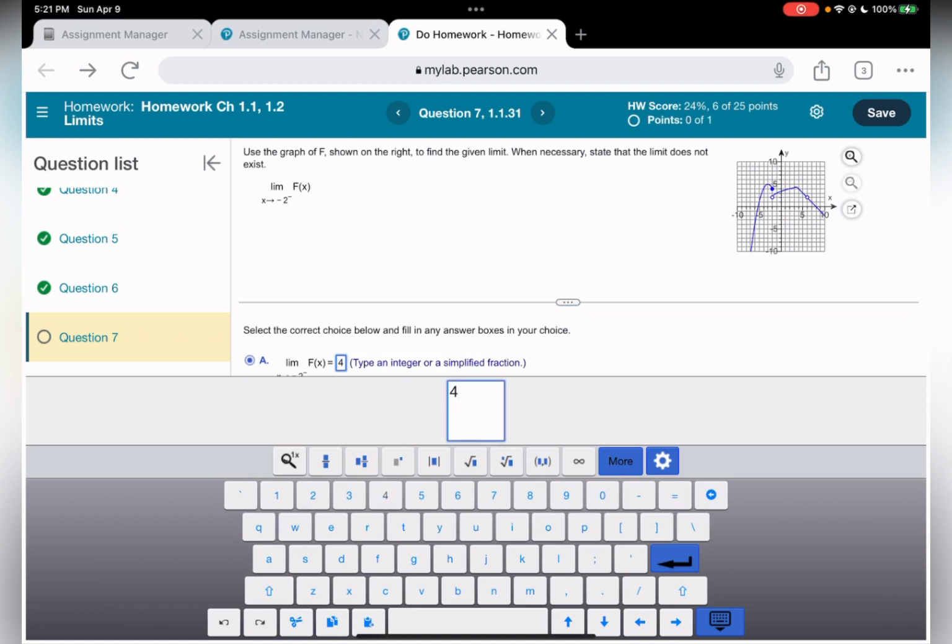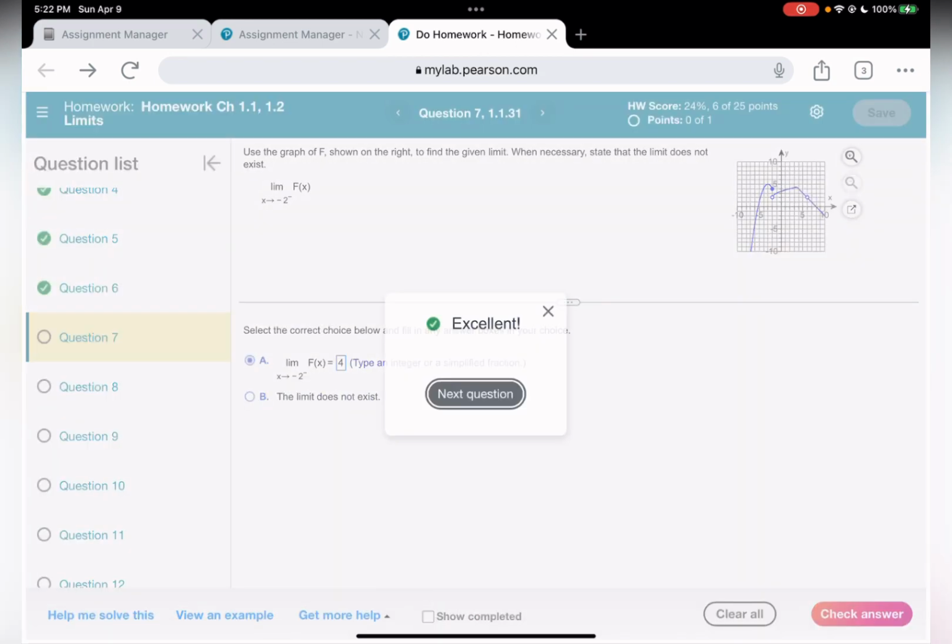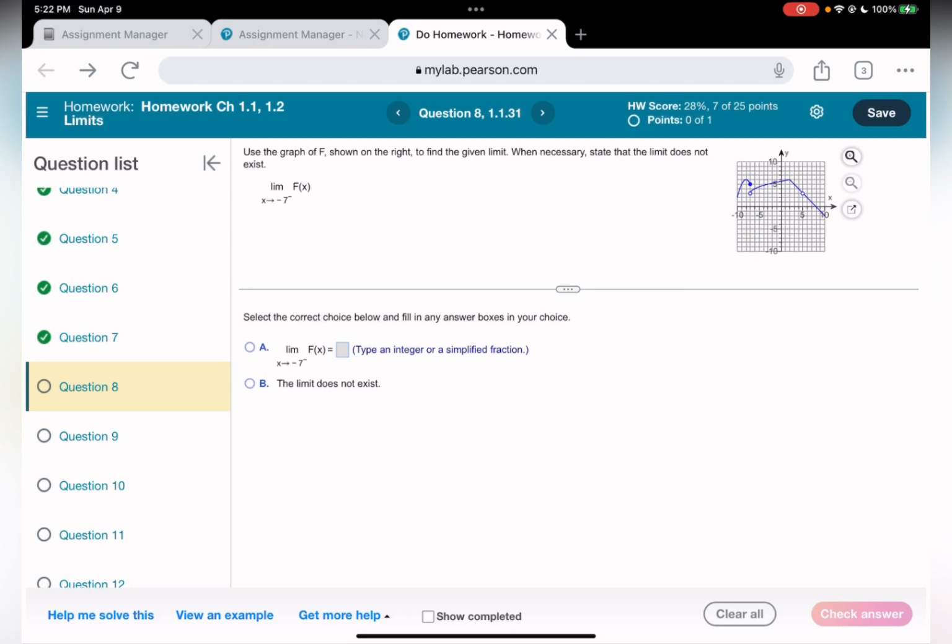If it asked only x approaches -2, then we would say there is no limit, because from the positive side we would get a lower value, somewhere around 3 or so. But since it's one-sided, it does exist. Next question.